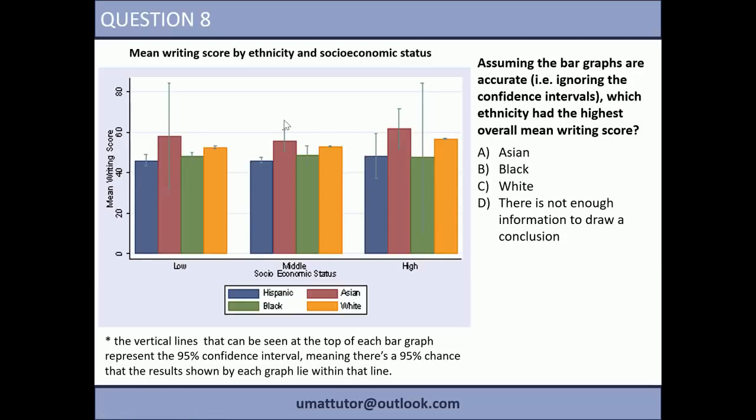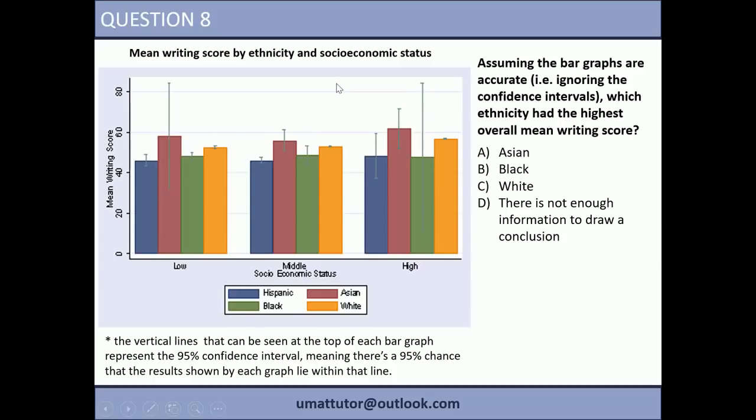So if, for example, let's say in the high socioeconomic status group, the Asian group here, where the mouse is, actually stopped a bit below the yellow bar, which represents the white population. If that was the case, you would have to go for D. Even if the Asian population was highest, as it is at the moment in the low and the middle group, if they were second place in the high group, if they were finishing about here, you would have to go for D, because you can't assume that you've got the same number of people in each of the three groups.